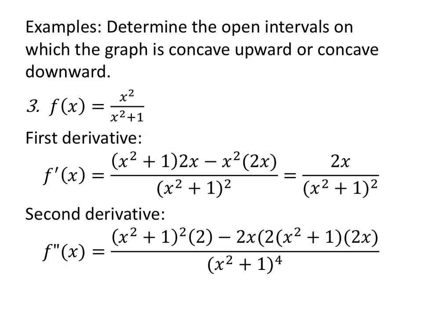Alright, polynomials are so boring. Let's do some rational functions. f of x equals x squared over x squared plus 1. Unfortunately, to find the second derivative, we must first find the first derivative. To find the first derivative, we're going to use the quotient rule. So we'll have f prime of x equals x squared plus 1 times 2x minus x squared times 2x, all over x squared plus 1 squared.